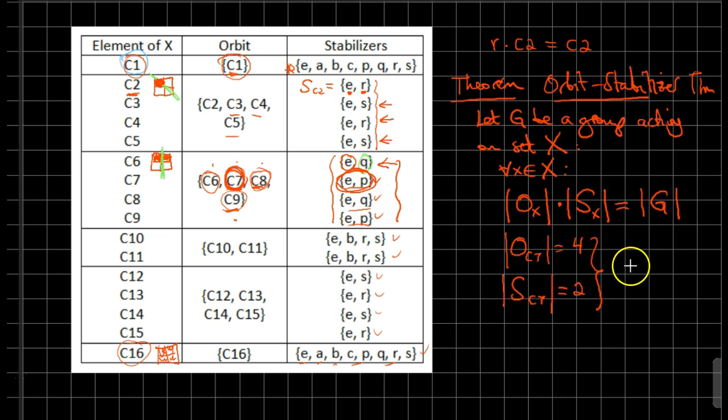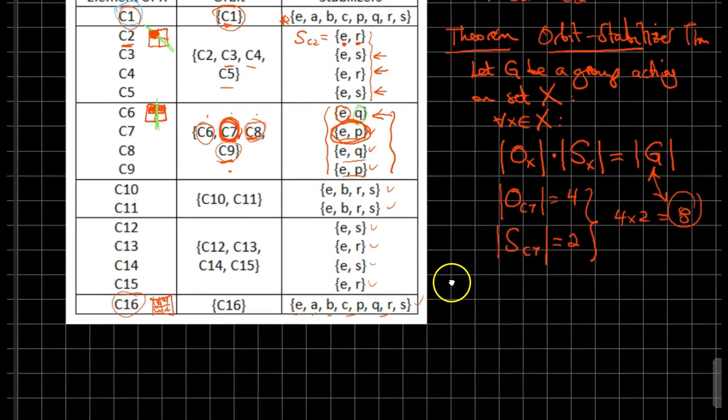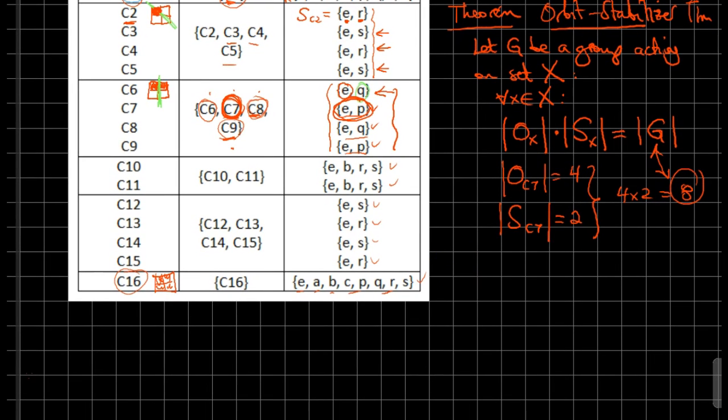Lo and behold, you multiply these two, 4 times 2 is equal to 8, and no surprise, this is equal to the total number of group actions or symmetries that we have. So that's a very obvious result. Using this result, it's possible to prove one of the first methods for counting the colorings.